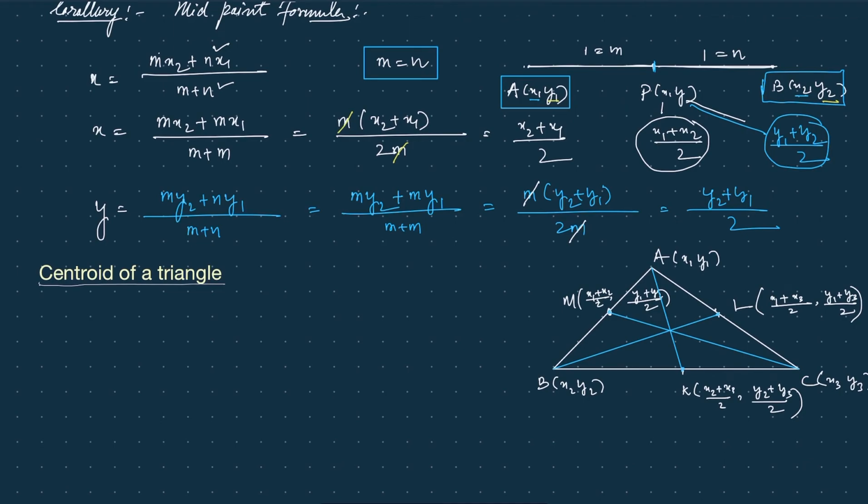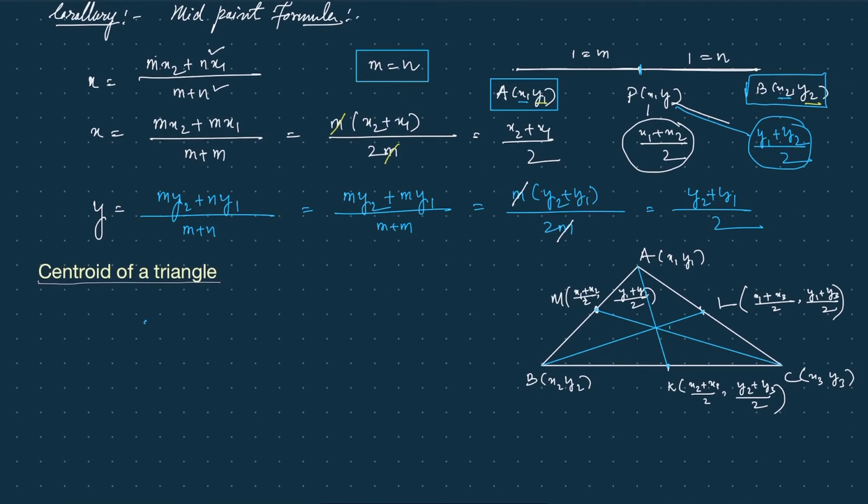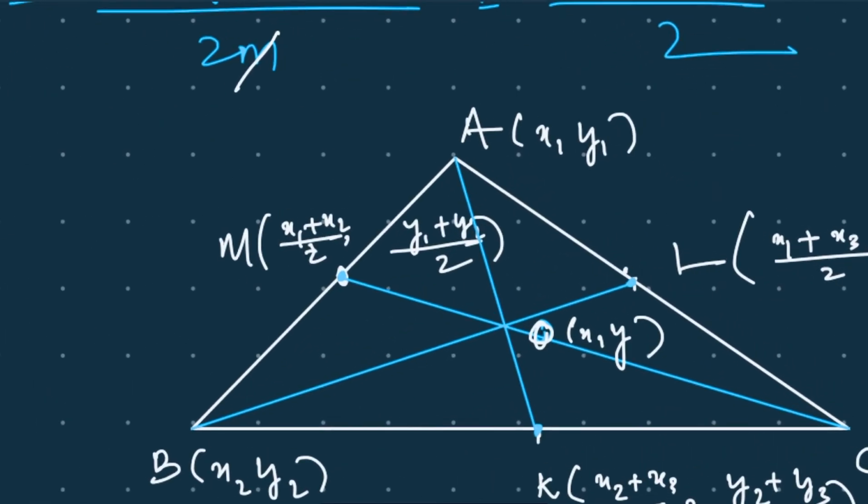Now we can find the coordinate of the centroid. Suppose this is point O, with coordinates x, y. Then this x will become (x1 plus x2 plus x3) divided by 3, and for this y it will become (y1 plus y2 plus y3) divided by 3.